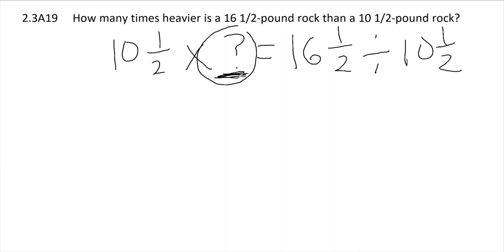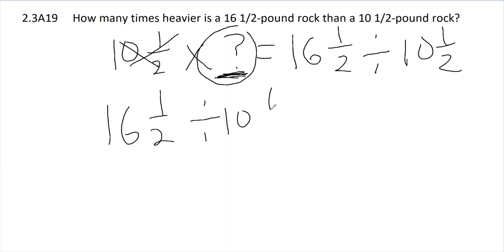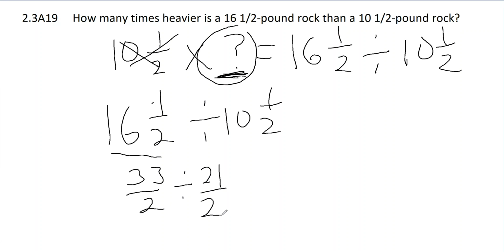So let's just skip to this now. So let's go right to 16.5 and divide it by 10.5. Alright, so if we understand how to divide mixed numerals, we know that we have to change these to improper fractions. So 2 times 16 is 32, plus 1 is 33 over 2. 10 times 2 is 20. 20 plus 1 is 21. So now we have our mixed numerals changed to improper fractions.